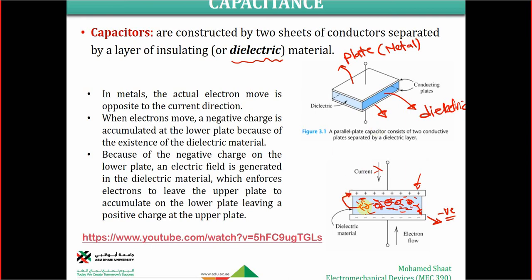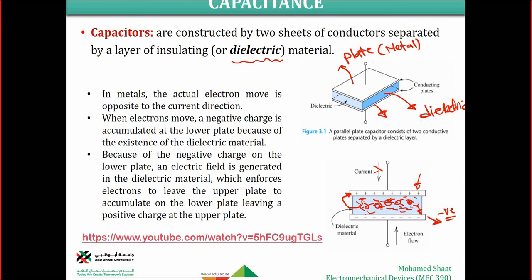But if there is no current, these positive and negative charges inside the dielectric material itself are random. Then these charges will be distributed between the two plates depending on the charges. This plate, because it is negative, is going to attract the positive charge. This plate, because it is positive, is going to attract the negative charge. And as we deliver more electrons, because of the dielectric material, this produces more electric field, that is, more stored energy inside the capacitor.